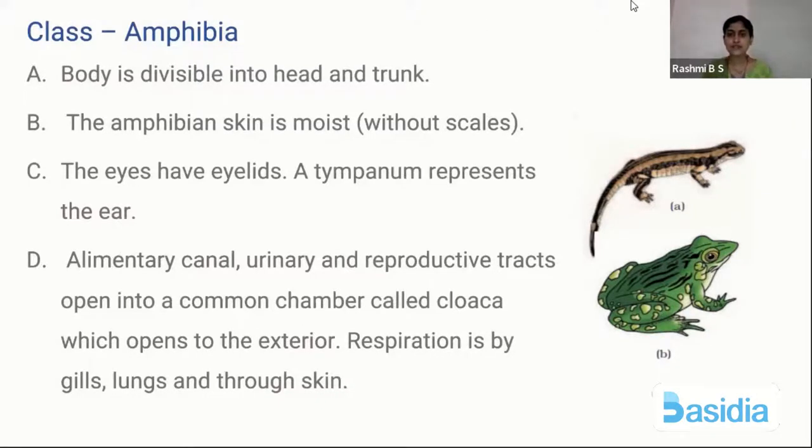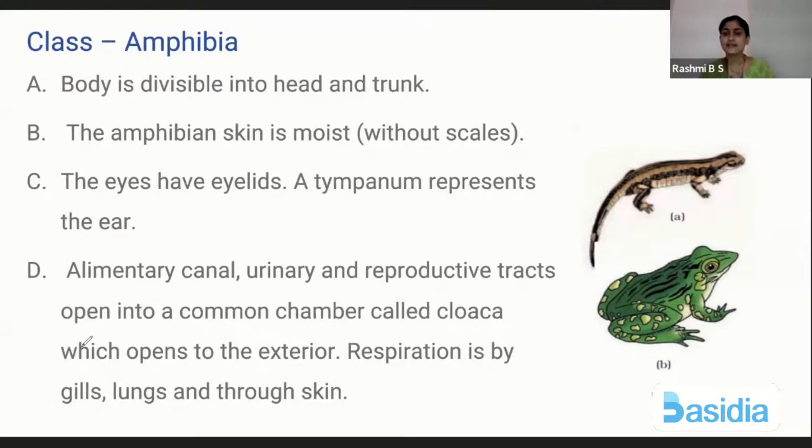What are amphibians? Can I have your response quickly? Come on, guys. Amphibia.